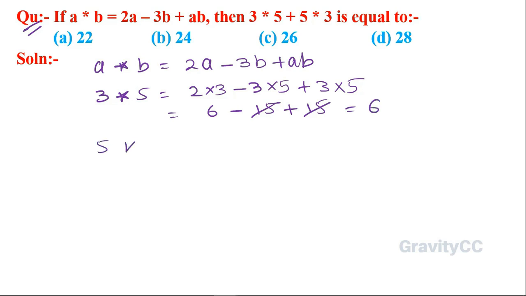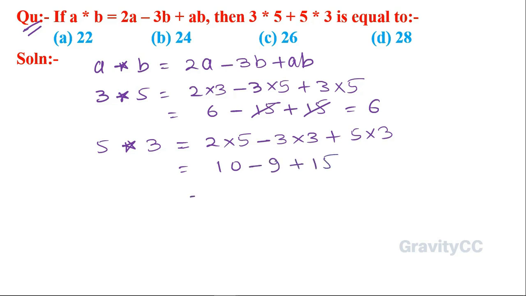And 5 asterisk 3 is equal to 2 into 5 minus 3 into 3 plus 5 into 3. So is equal to 10 minus 9 plus 15. So is equal to 25 minus 9. So is equal to 16.